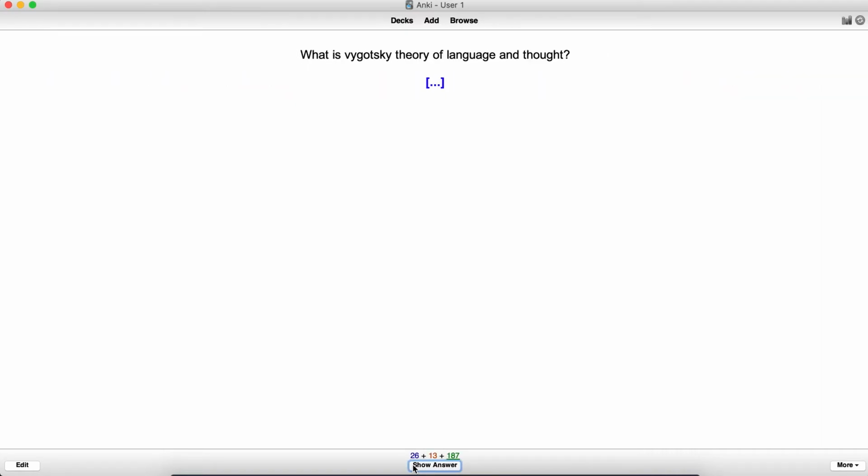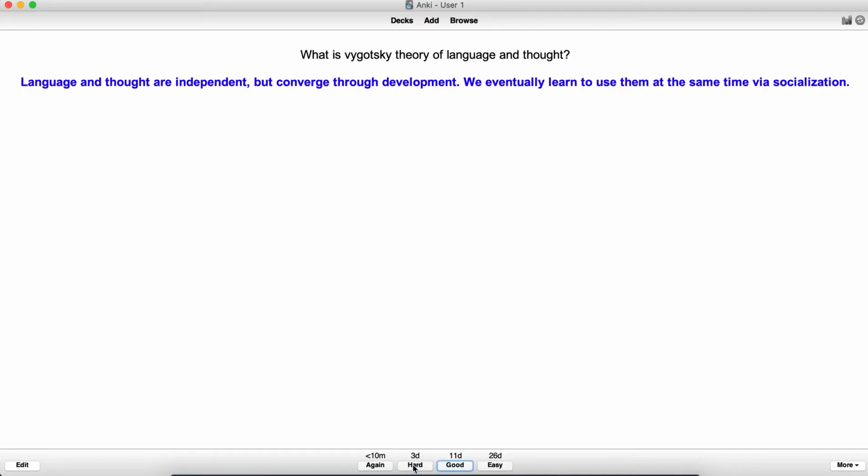What is the Vygotsky theory of language and thought? Vygotsky is the guy who's all about socialization. Language and thought are independent but converge through development. We eventually learn to use them at the same time via socialization.